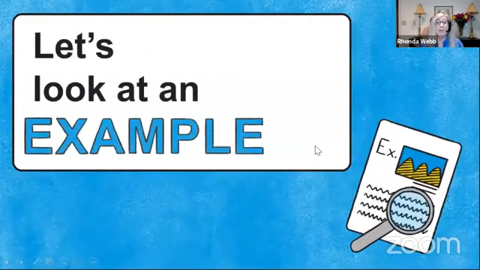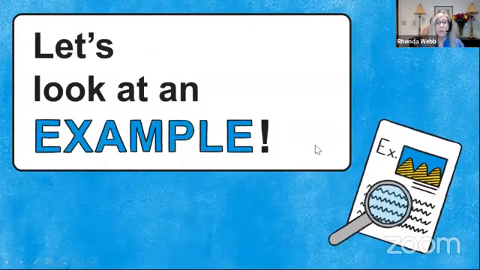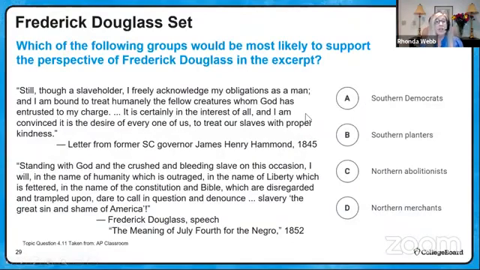All right, so let's look at an example for the multiple choice sets. So again, they're going to be in sets. These would be a passage set where you've got this letter from the South Carolina governor, James Henry Hammond, and you've got Frederick Douglass and his famous speech. This is really one of my favorite works from Frederick Douglass, The Meaning of 4th of July for a Negro from 1852. And so as you read through these, look at the questions.